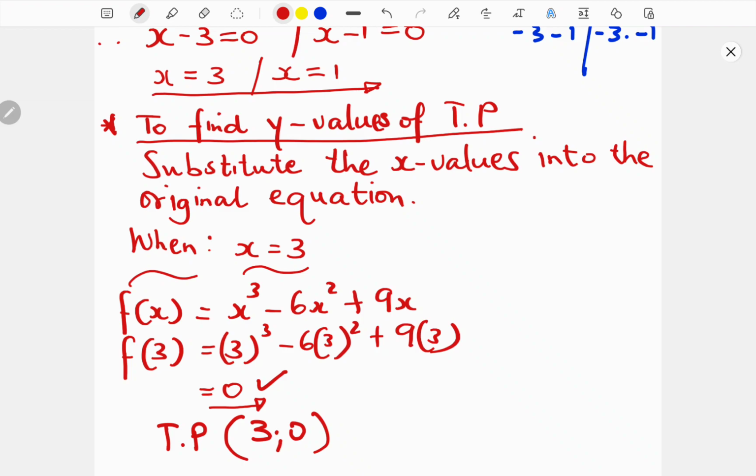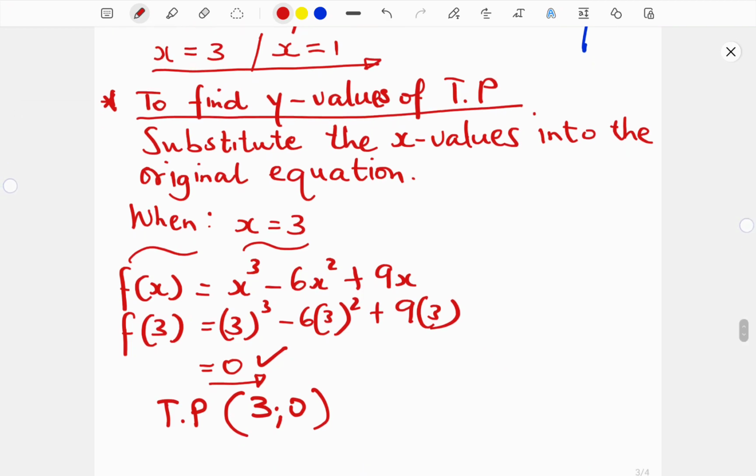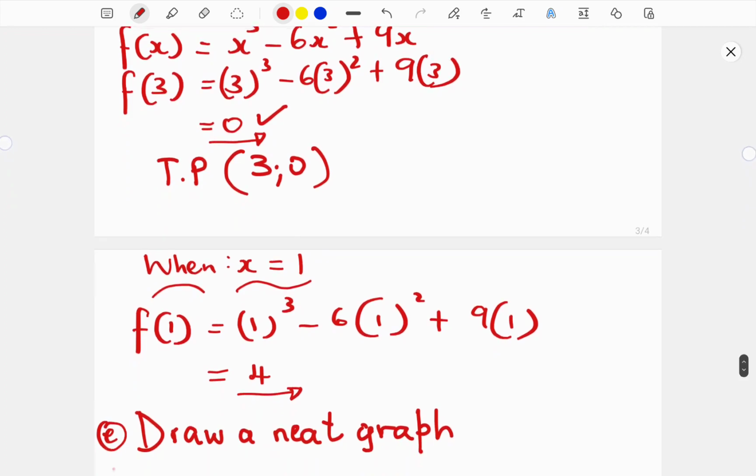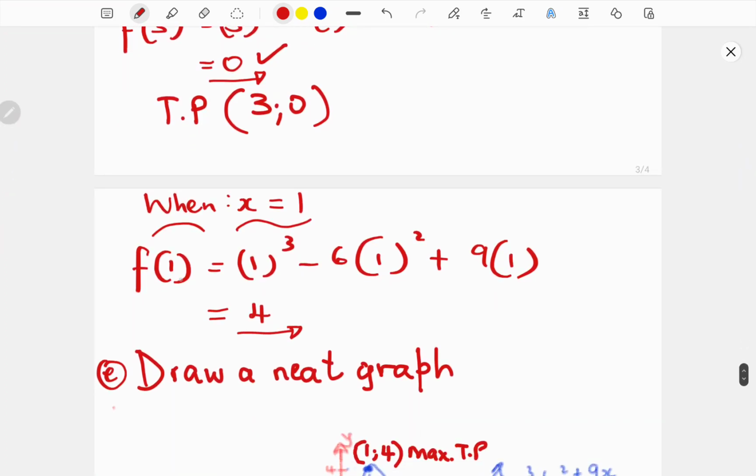Then now we are going to calculate the second turning point when x is equal to 1. So f of 1 is equal to 1 to the power 3 minus 6 into 1 squared plus 9 times 1. So the answer is 4. So what does that mean? It means the second turning point is when x is 1, the value of y is equal to 4. This is another turning point.